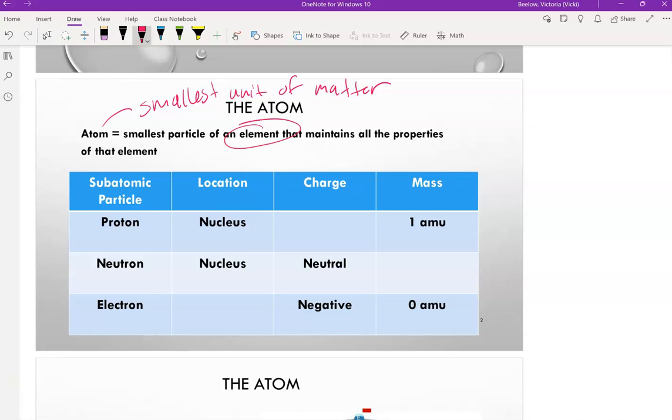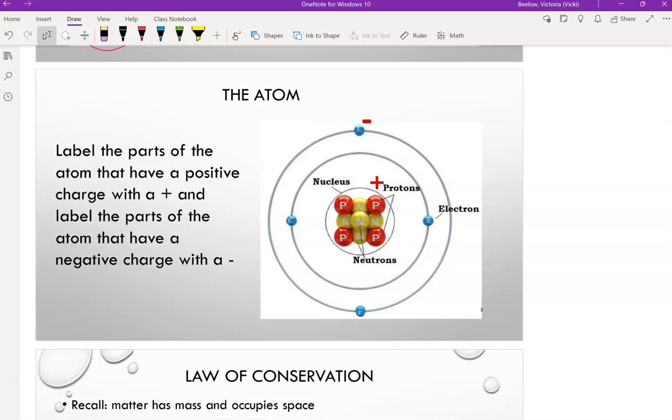And in the web quest that you had for homework, again, make sure you check your answers against the key that's posted in the content library. You saw these 3 subatomic particles, look something like this, that make up the atom.